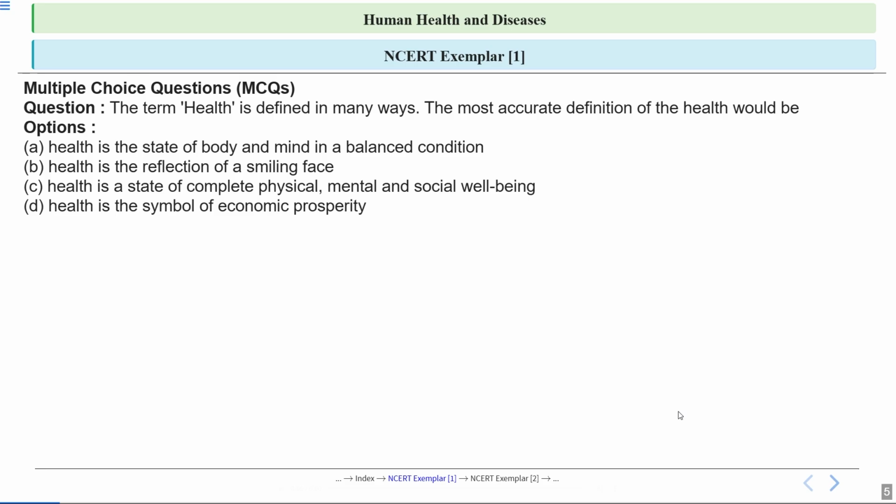Now the first option is health is the state of body and mind in a balanced condition. Now second option is health is the reflection of smiling face. Next option is health is a state of complete physical, mental and social well-being. And the last option is health is the symbol of economic prosperity. What will be the correct answer?